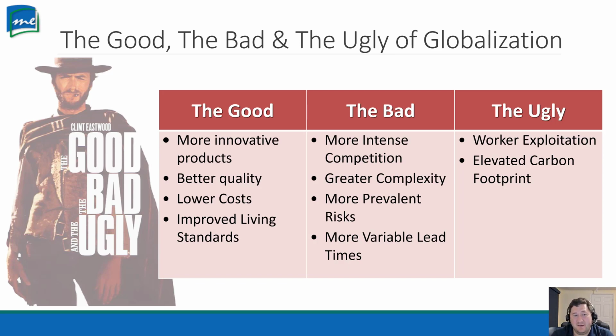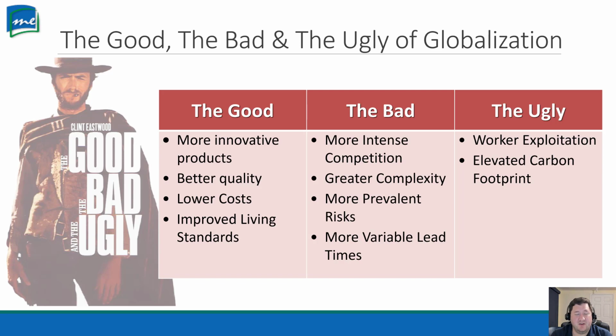So we had the bad, right? Intense competition. We're going to have more of that. Greater complexity. A global supply chain is a lot more difficult to control than a domestic supply chain. So we have a lot more risk. We don't know what that country's like. It might be lawless, but then again, it might be the most law-abiding country out there. So that's just one risk.